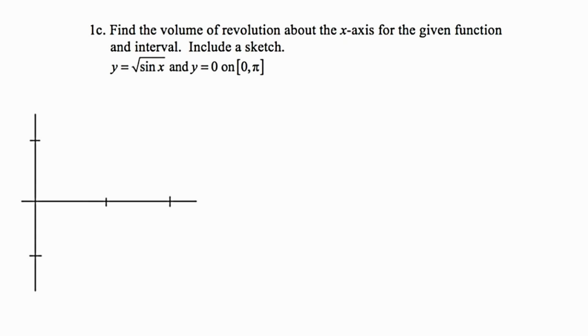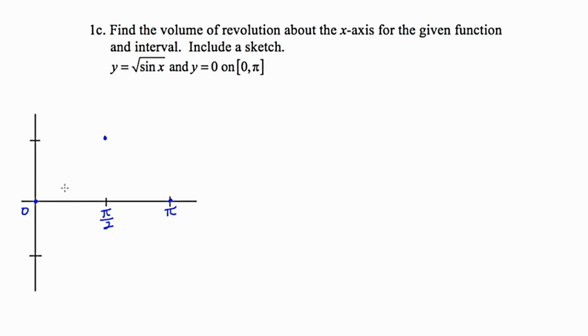Well, the first thing I want to consider is the actual graph of sine x, which we're going to look at from 0 to pi. Now I know the sine of 0 is 0, so when I take the square root of that, it's still 0. And I know the sine of pi is also 0, so the square root of that is also 0. I know that the sine of pi over 2 is 1, and that the square root of 1 is 1.